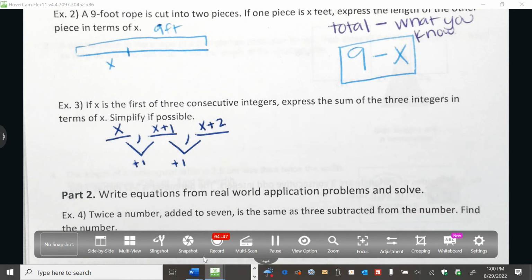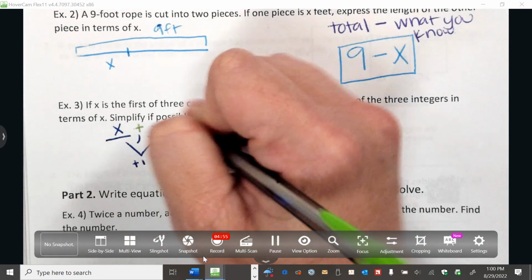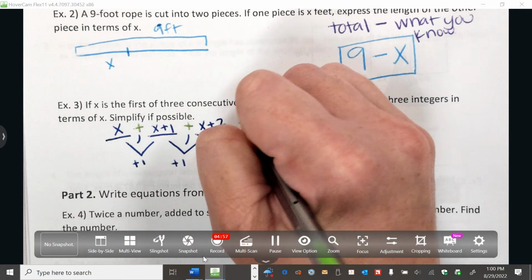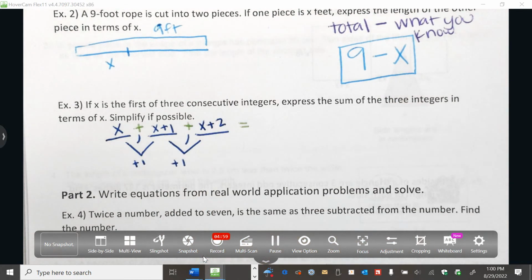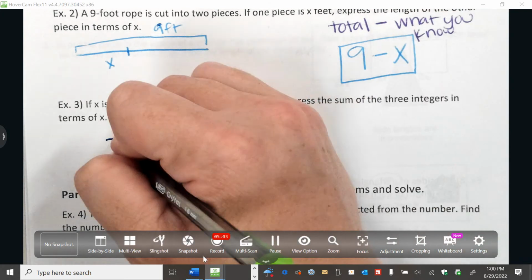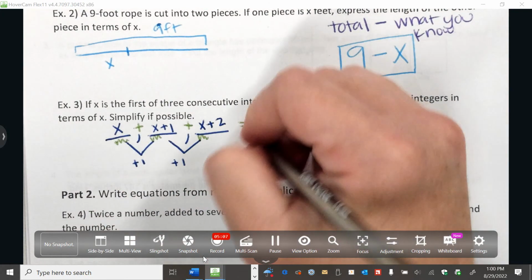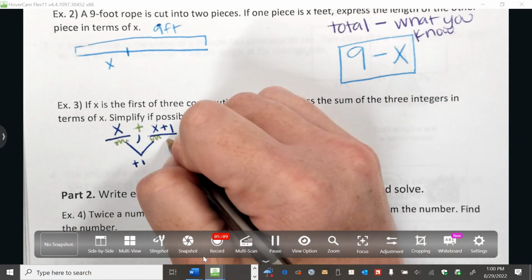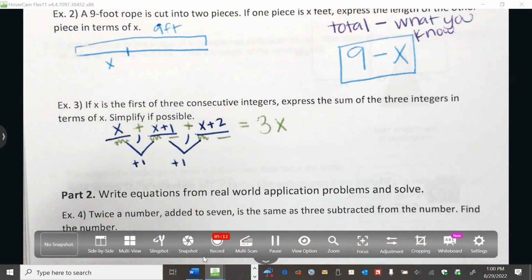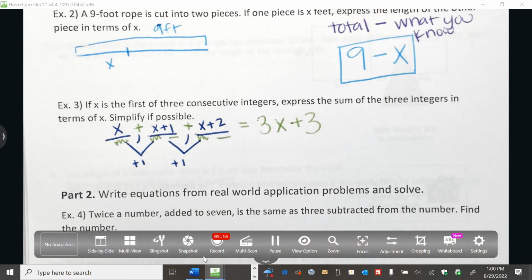So knowing that, it says express the sum of the 3 in terms of x. What does sum mean? Yeah, to total, to add it. So if I add these together, what do I get? Well, what are my like terms? So what's x plus x plus x? And what's 1 plus 2? So there's the sum of them represented by x.